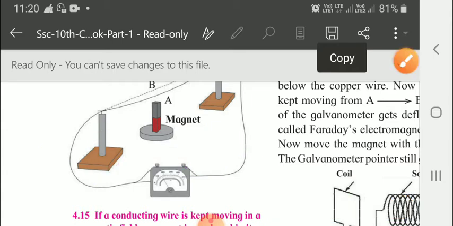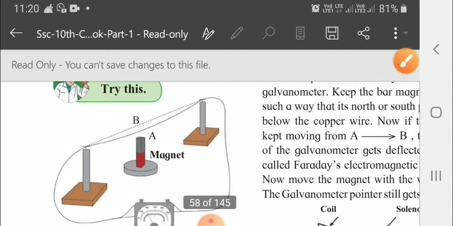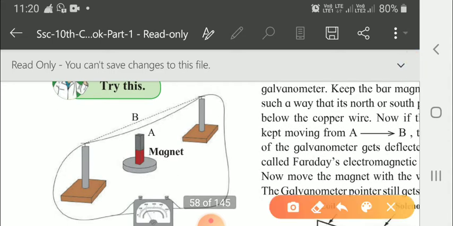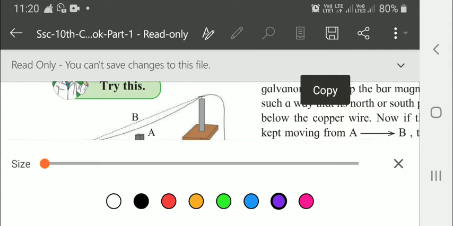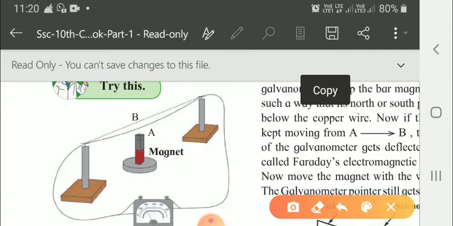I will show you which. You can see here that this is the A position of the wire. Now we will see here the B position, which I am showing in a different color. So the wire is moving from A to B. The pointer of the galvanometer gets deflected. Deflected means it changed its place. This is called Faraday's electromagnetic induction.